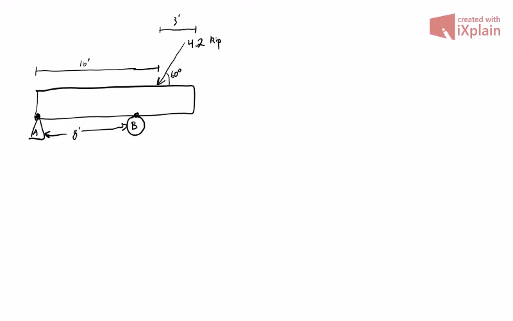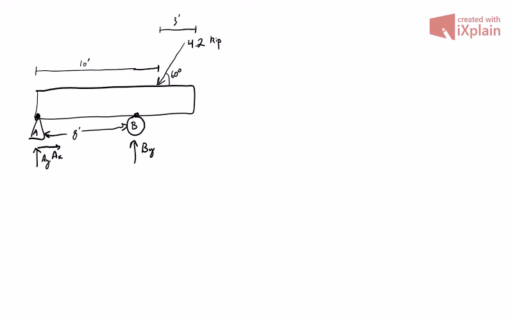So just like the last one, we're going to start by drawing our reaction forces on here. B is a roller support, so we only have a reaction in the y direction. A is a pin support, so we have both a y component and an x component to that.